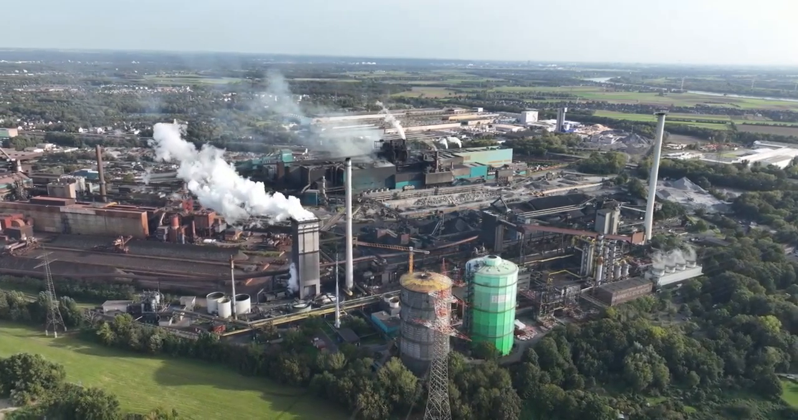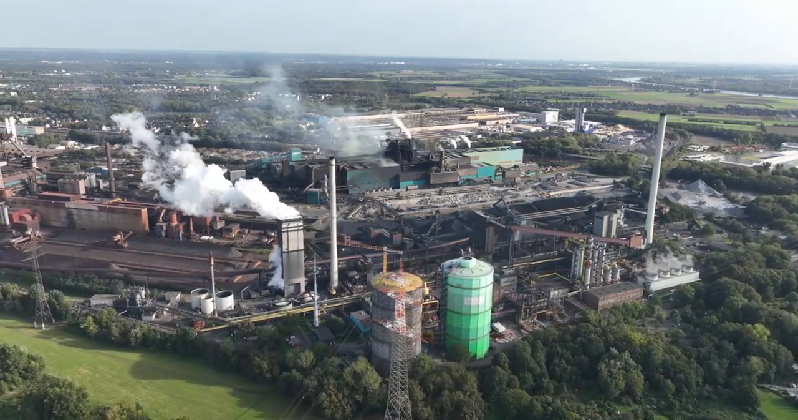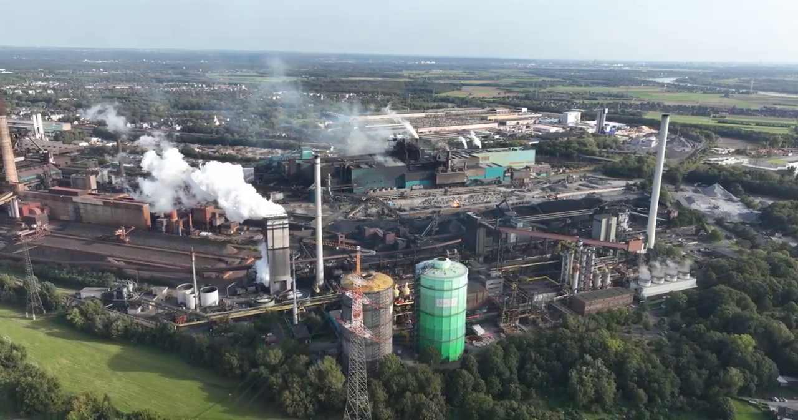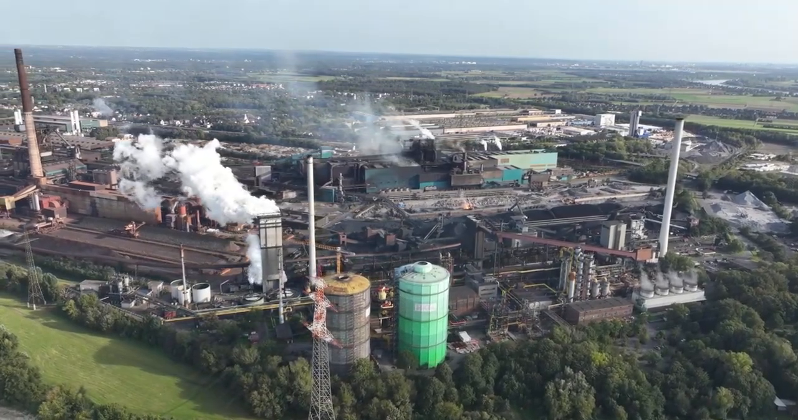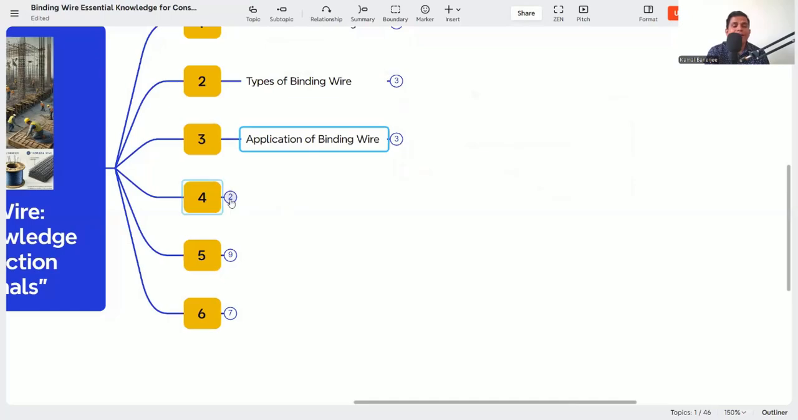The next part we're coming to is the application of binding wire: reinforcement tying, mesh work, and temporary ties. So these are the three things we can use binding wire for. It's a small thing, but it gives huge results. If binding wire is not tied properly, not in position, then the whole structural stability will be a problem. The next section is the tolerance on thickness.